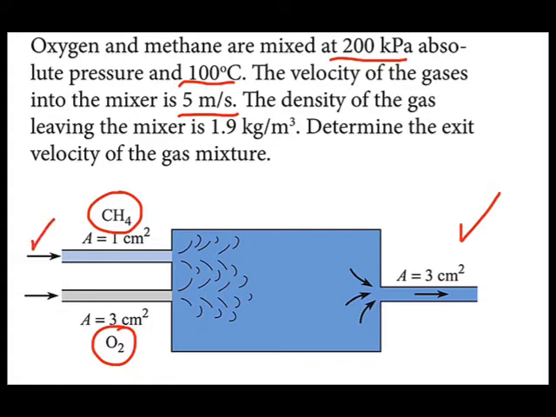So this velocity and this velocity are each 5 meters per second. The density of the exiting gas here is 1.9 kilograms per cubic meter, and the goal is to find this velocity right here. So we're looking for the velocity at the exit.